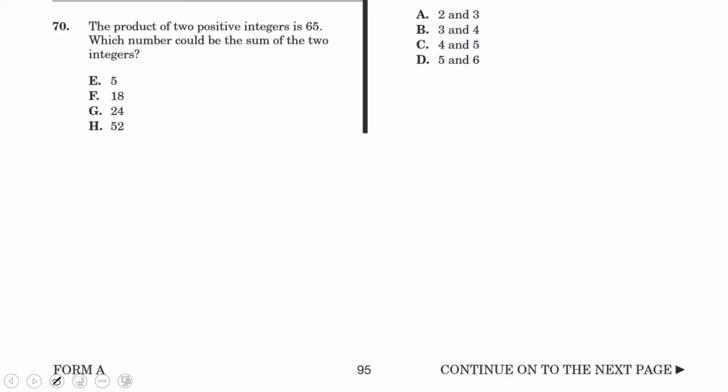Next, the product of two positive integers is 65. Which number could be the sum of these two integers? Alright, so 65 is either 65 times 1 or it is 5 times 13. Are there any other options? 5 and 13 are all prime numbers, so no. So the sum is either 66 or the sum is 18.